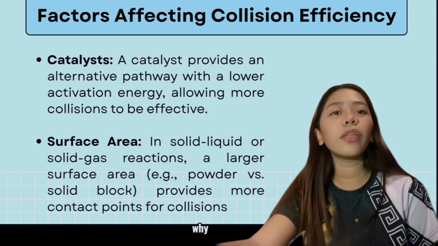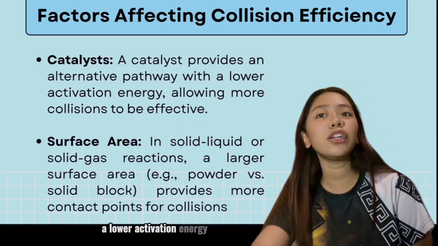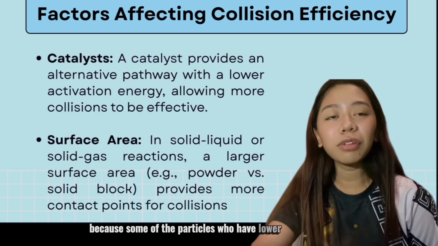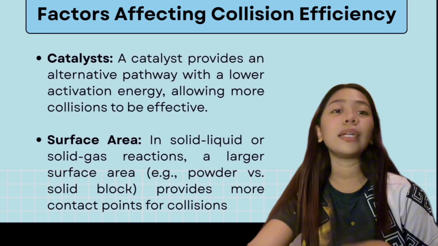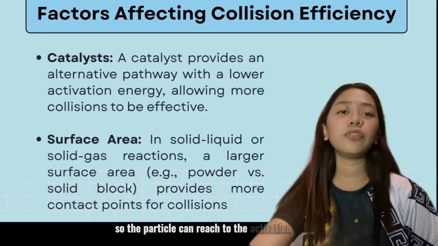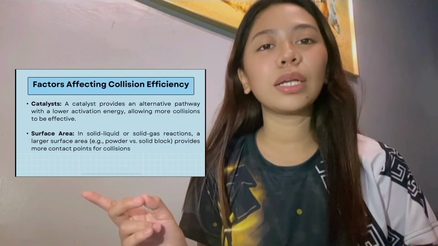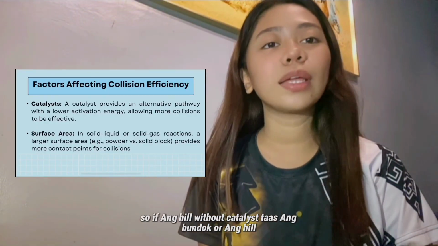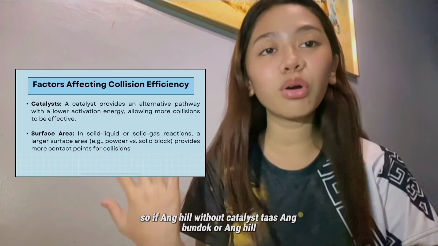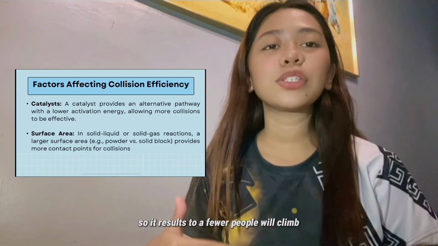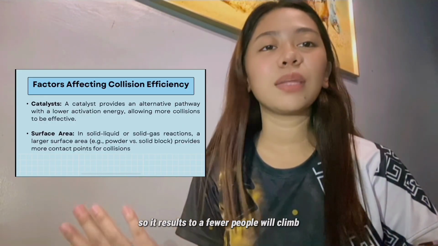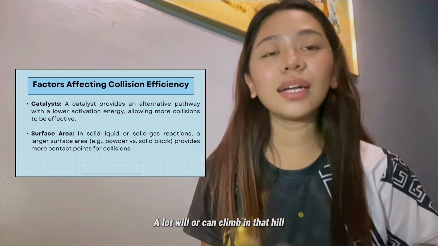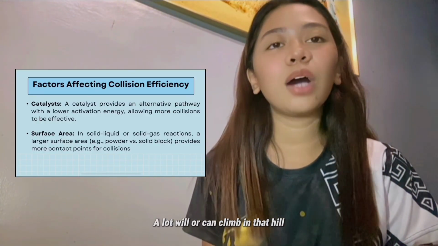becomes lower. Why can a lower activation energy give more effective collisions? Because some of the particles that have lower energy can still react. So the particles can reach the activation energy. For example, a hill. Without a catalyst, the hill or mountain is high, so fewer people will climb it. But with a catalyst, the hill is smaller, so many more people will hike up that hill.